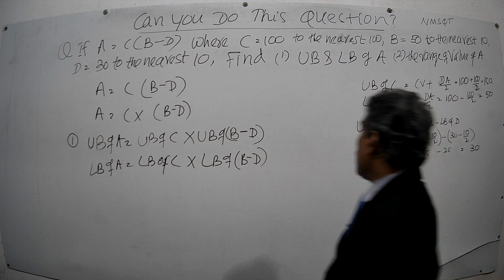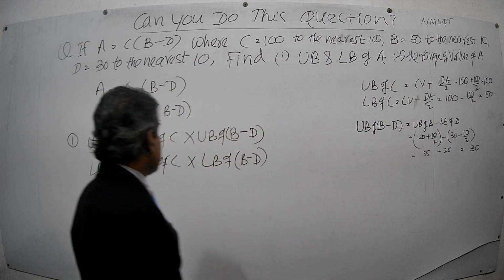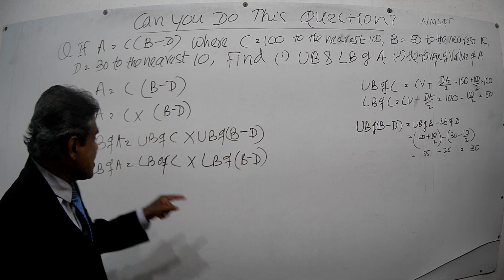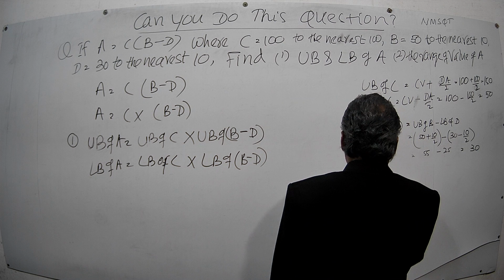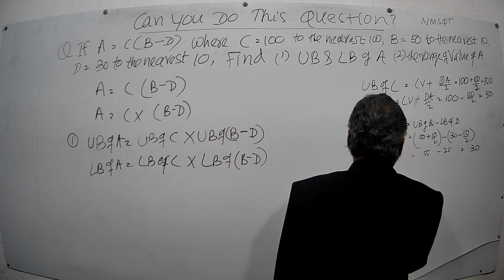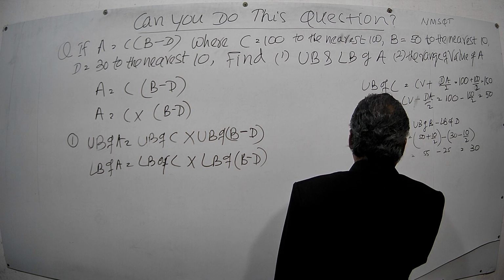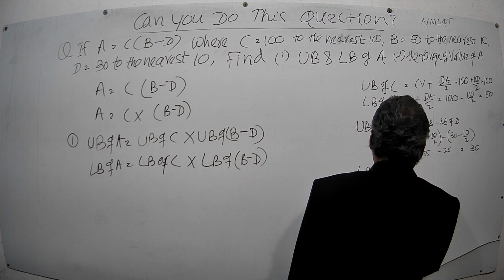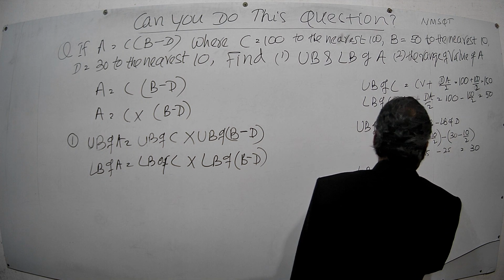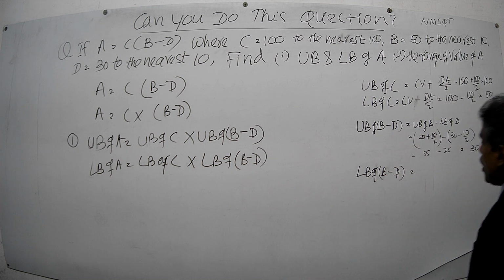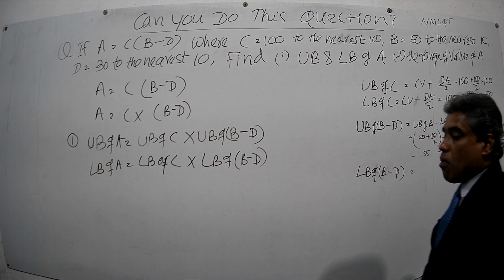Now go to next one. We have to find further. Then we found the upper bound of B minus D. We need to find the lower bound of B minus D also. Lower bound of B minus D. How do you find this one? Lower bound of difference. How do you get the lower bound of difference?